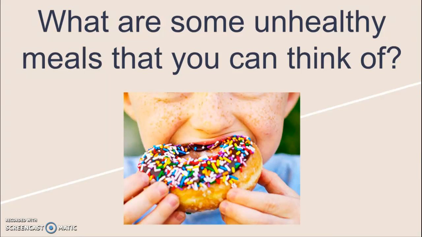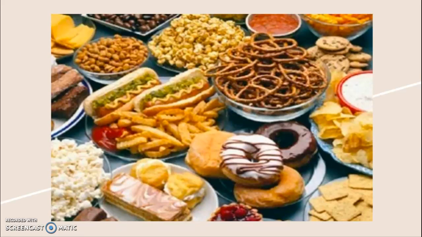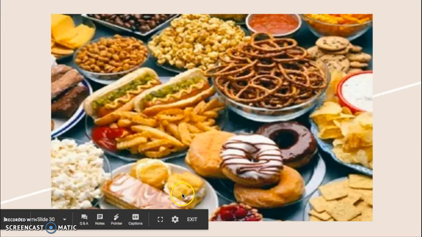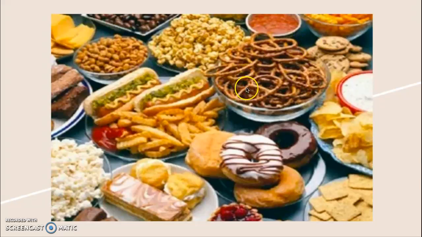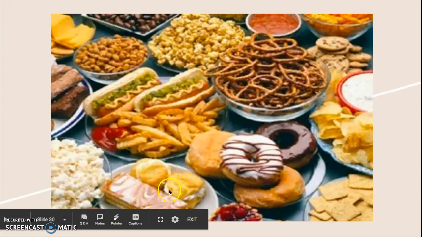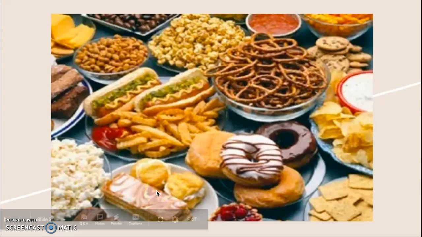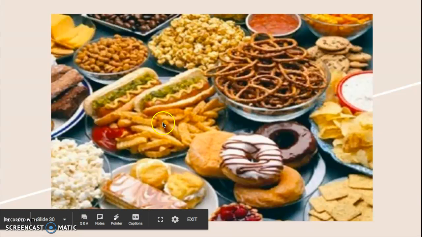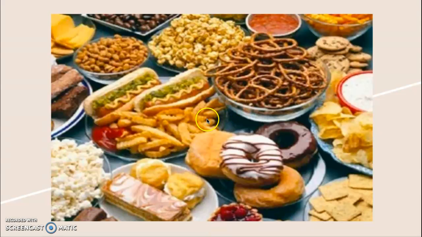Okay, now that we know what a balanced meal looks like, what are some unhealthy meals that we can think of? Looking at this image, there are lots of items such as cakes, French fries, and pretzels that are all unhealthy. The donuts and cakes have high fats and sugars. The French fries, deep fried oils, and the pretzels also have a lot of sugar and salt.